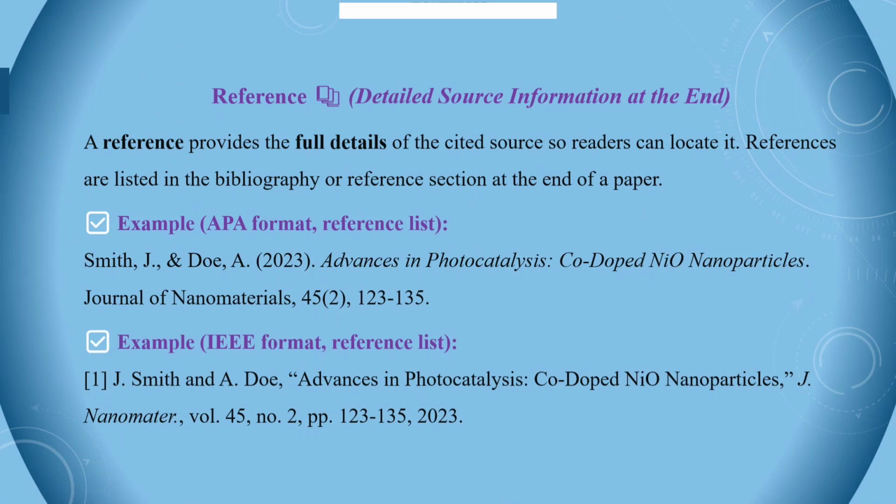And if we write the same reference in IEEE or Vancouver style, then we write the author's names and then the title of the research paper, and here we write the abbreviation of the journal, and then volume 45, and then the issue number, that is 2, and then the page numbers, 123 to 135, and in this style we write the year at the end. So this is basically the kind of reference or citation style which we adopt, and the complete bibliography depends on that particular format.